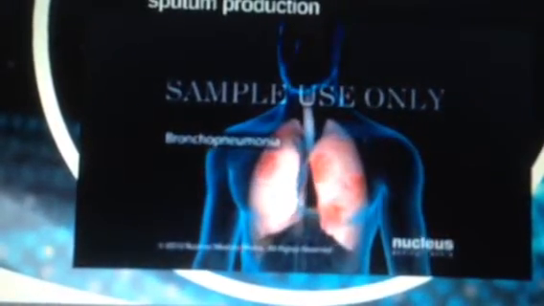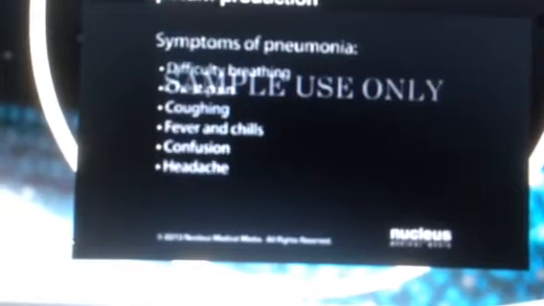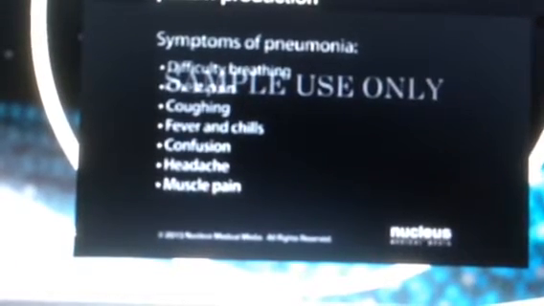The inflammation causes your alveoli to fill with fluid, making it difficult for your body to get the oxygen it needs. If you have lobar pneumonia, one lobe of your lungs is affected. If you have bronchopneumonia, many areas of both lungs are affected. Pneumonia may cause the following symptoms: difficulty breathing, chest pain, coughing, fever and chills, confusion, headache, muscle pain, and fatigue.